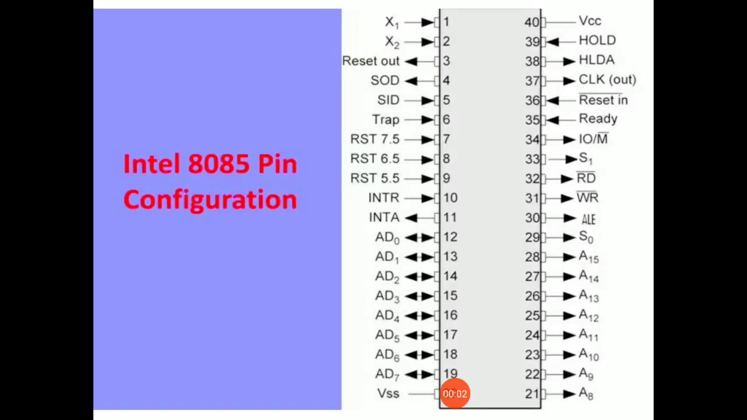Hello students, in today's lecture I am going to start the description of the 8085 microprocessor pin configuration. As I have already told you in my previous lectures, the 8085 microprocessor is a 40 pin IC. So as you can see in this slide, the pin configuration of the 8085 microprocessor has 40 pins. I'll be telling about each and every pin in detail.